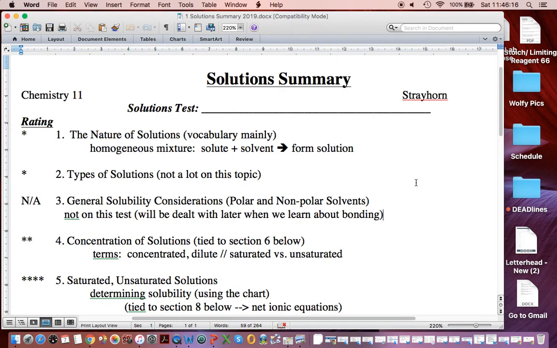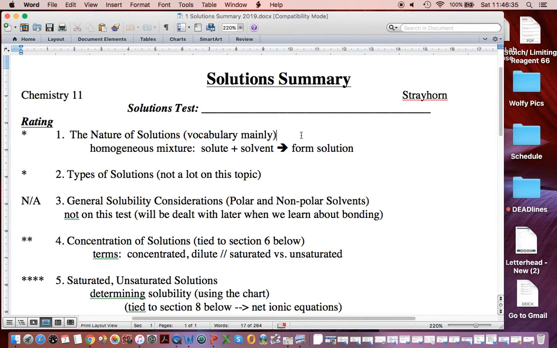Good day. This is a brief summary of solutions. So basically, if you're struggling in this section, make sure you go back to specific videos to fix things up and/or ask me for some assistance. The nature of solutions takes us back to chapter 2.